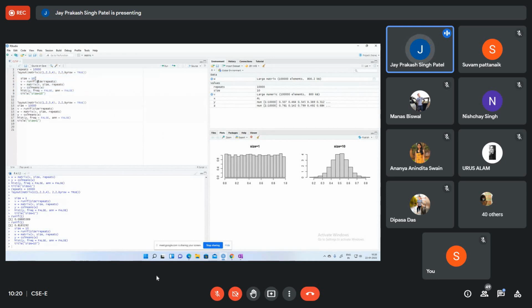Now let us increase the size by a factor of 10. So let us choose the size 100, right? अब यहाँ पे देखो हम लोग क्या कर रहे हैं.